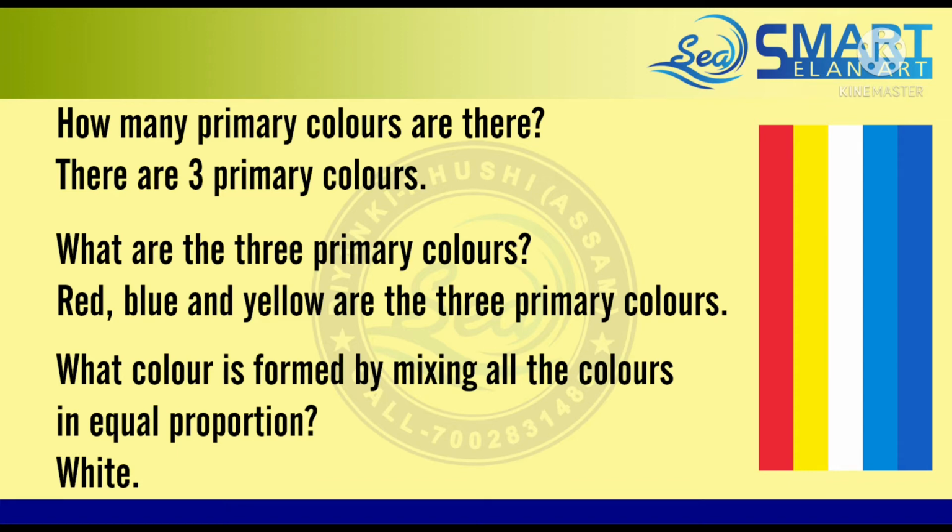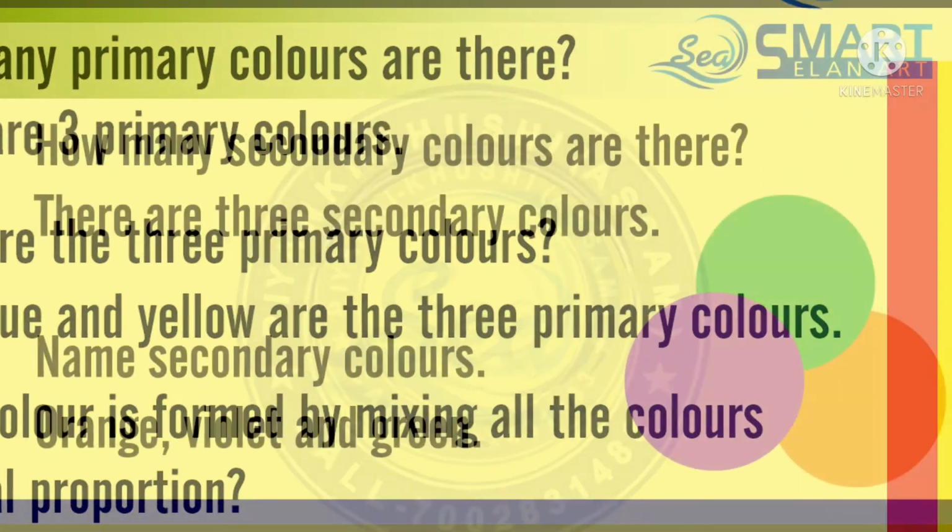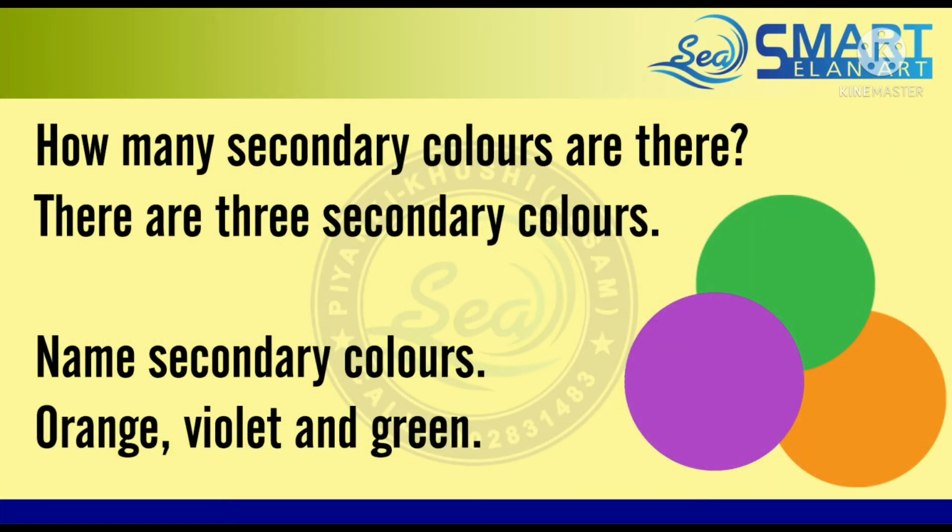What color is formed by mixing all the colors in equal proportion? If we mix all the colors in equal proportion, then we will get the color white. Like primary colors, there are also three secondary colors. They are orange, violet, and green.